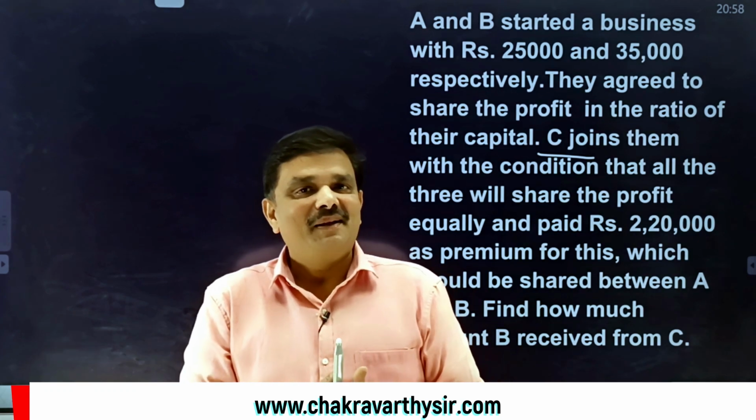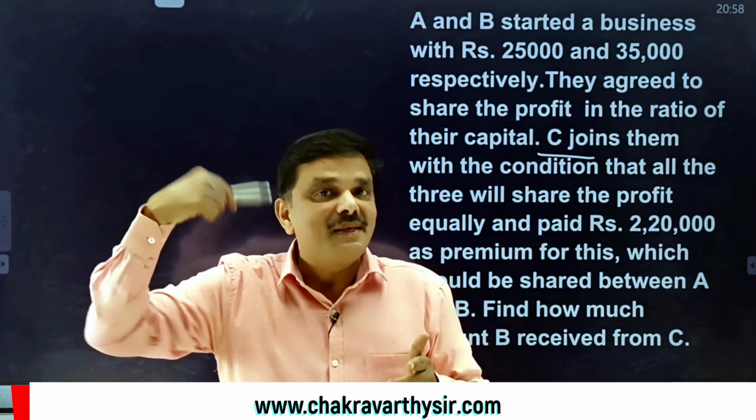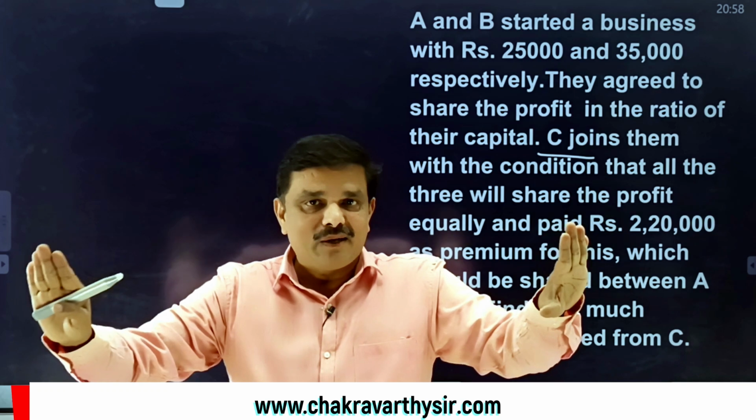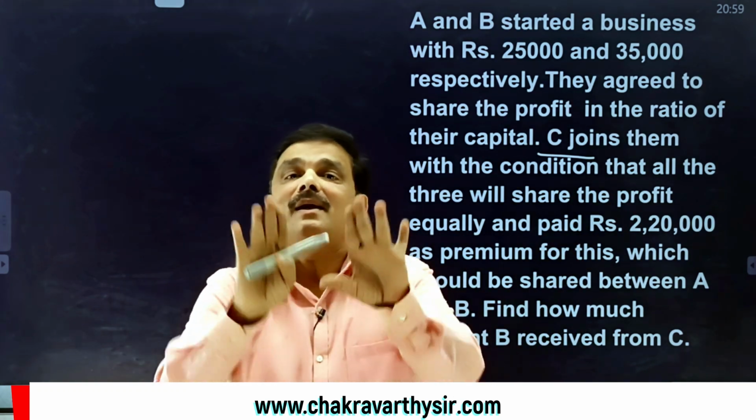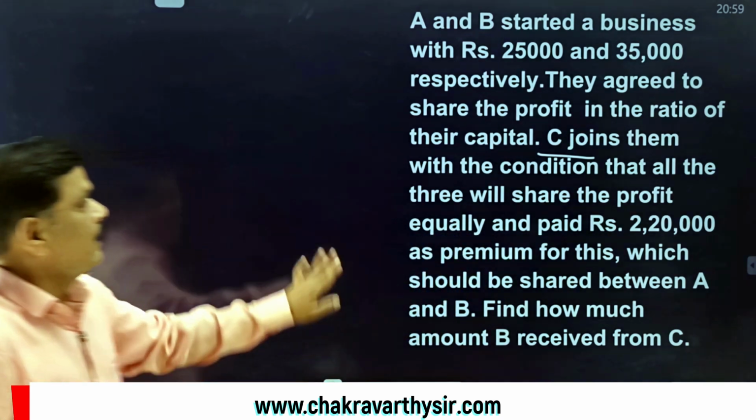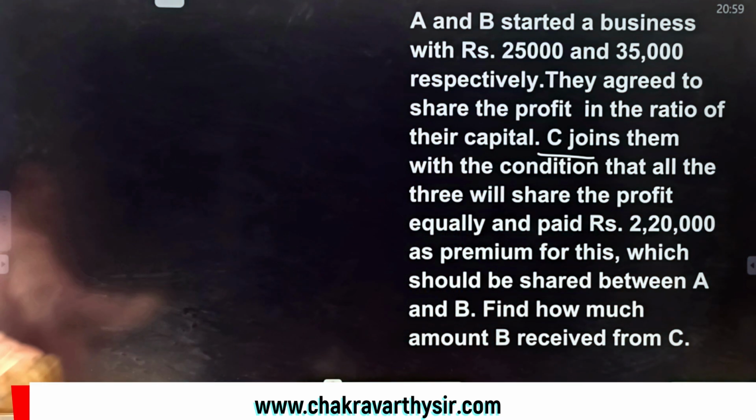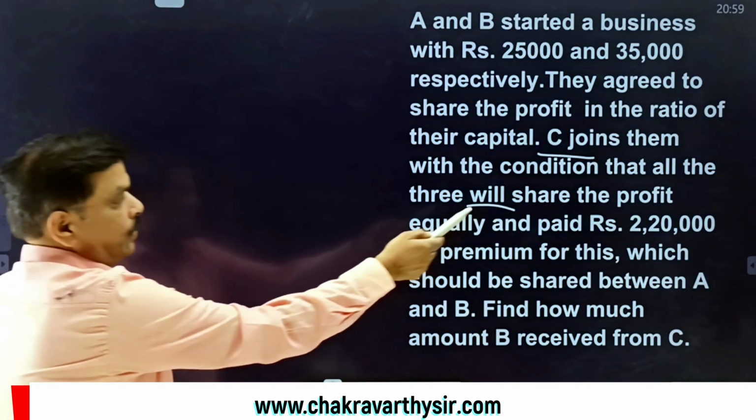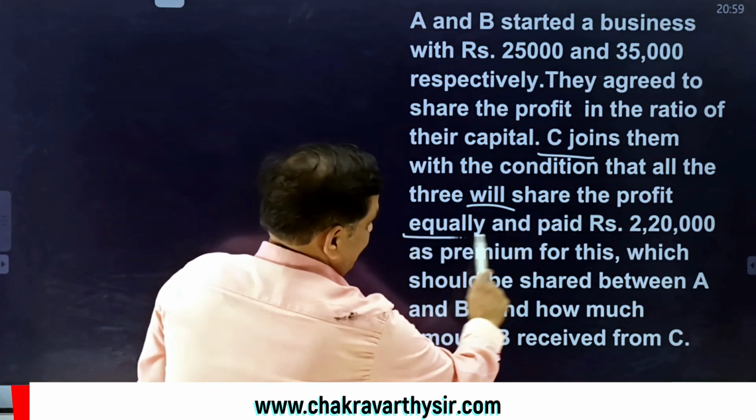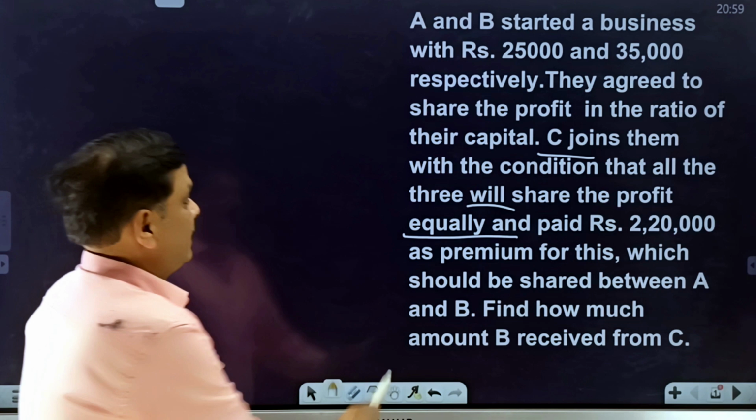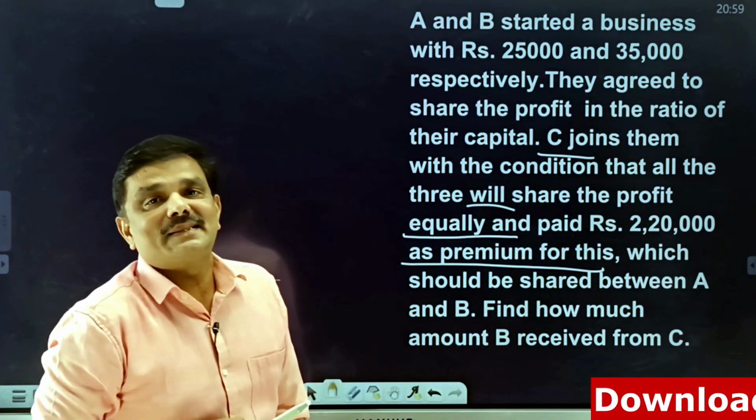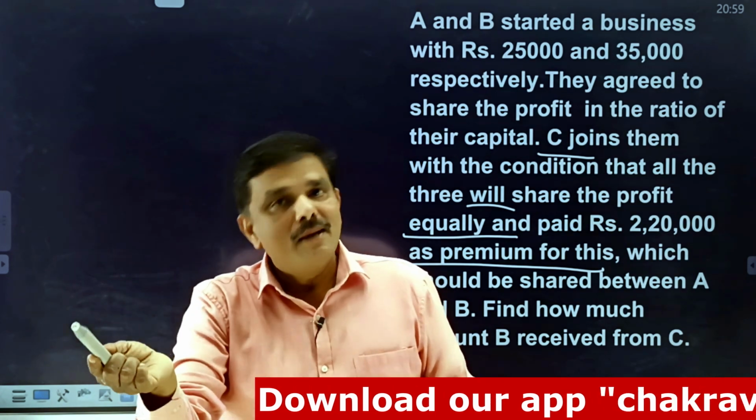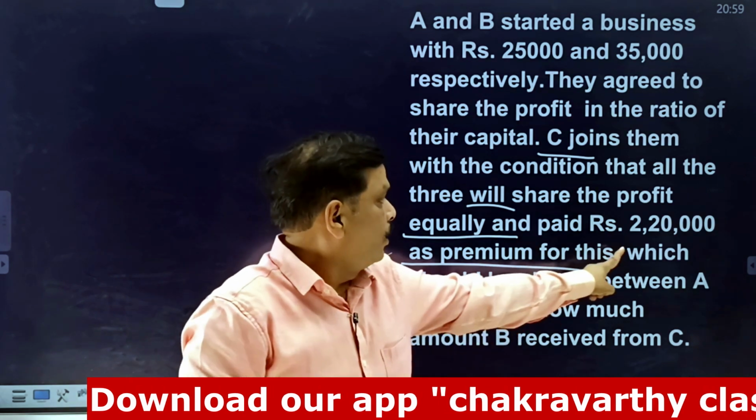But how is it possible? It is not possible unless C pays some amount to both of them to make all three investments equal, so that the profit ratio can be equal. For that, what has C done? C joins the business with the condition that all the three should share the profit equally, and paid 2,20,000 as a premium for this. C has given 2,20,000 to A and B together.